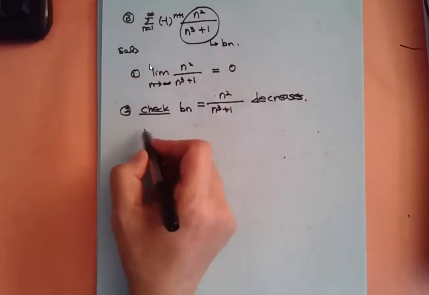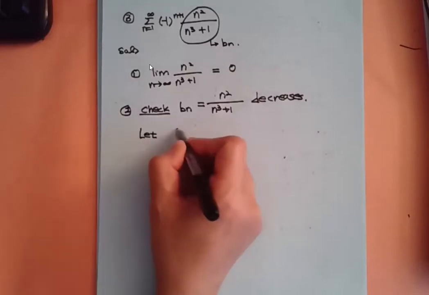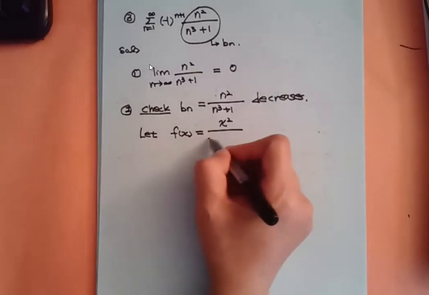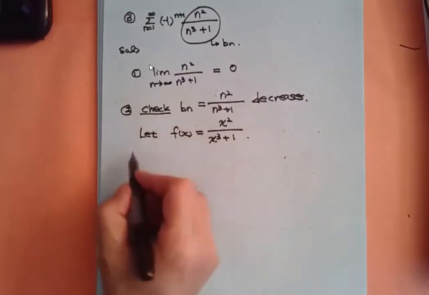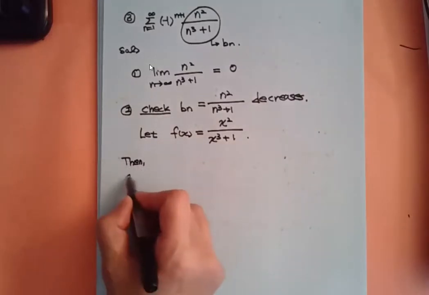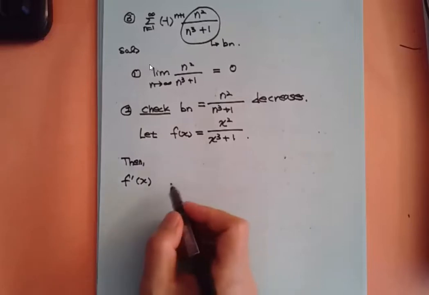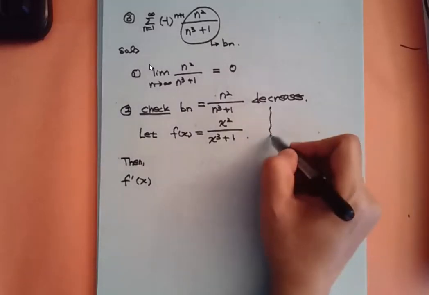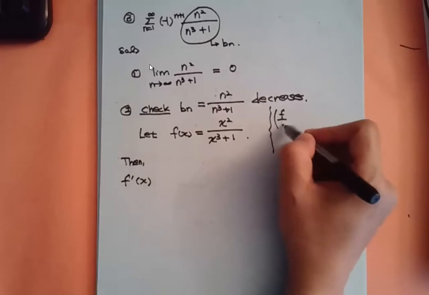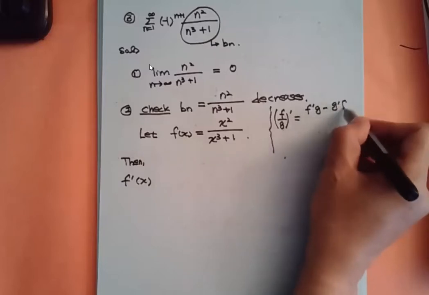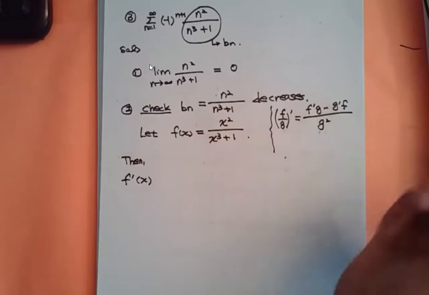So what we want to do is assume that the sequence is defined from the rational function x squared over x cubed plus 1. Then when we differentiate, if the derivative is smaller than zero, then that decreases. So f prime, this is the fraction's derivative. So f over g prime equals f prime g minus g prime f over g squared.